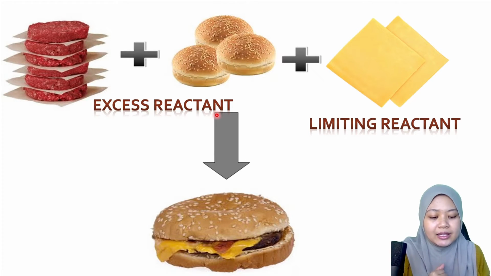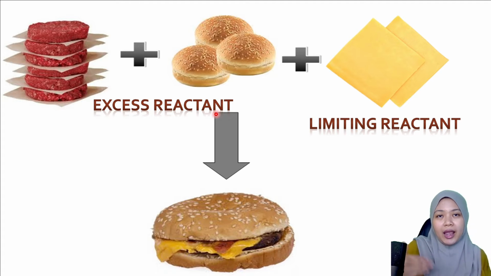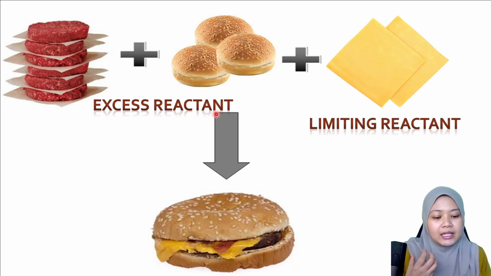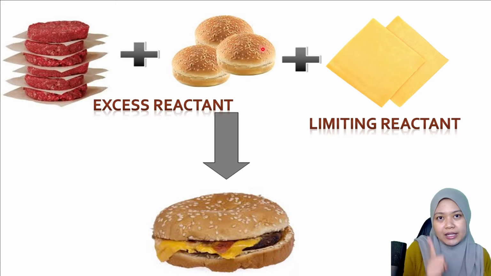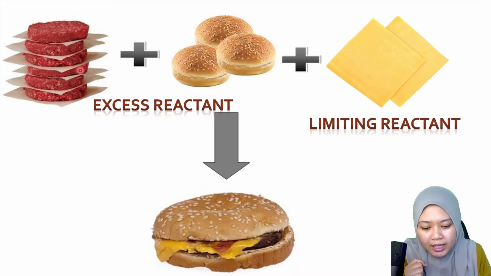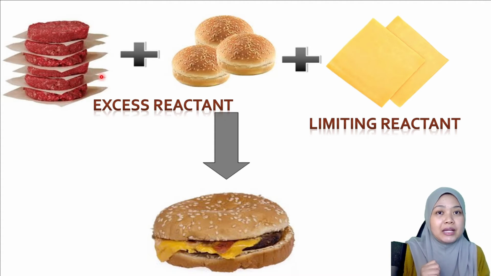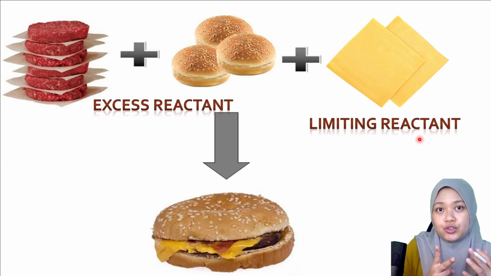But excess reactant, when the reaction ends, you akan ada remaining reactant. So we call it excess reactant. Macam ni lah. Nanti bun akan tinggal 1. Okay. Patty akan tinggal lagi 4. Sebab dua dah guna kan, so ada baki 4. So that's why they are excess reactant. Dan juga limiting reactant ni akan menentukan how much burger yang akan terhasil, which is 2 in this case.